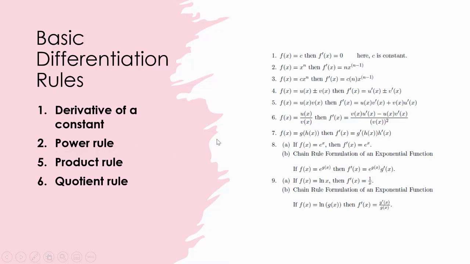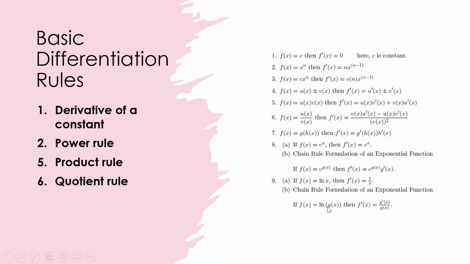Another thing we'll go over is the power rule. The power rule is basically your basic differentiation rule. Let's look at number 2 here, the second rule. It's basically taking the power down and then subtracting the exponent by 1. And then that is your power rule, basically.